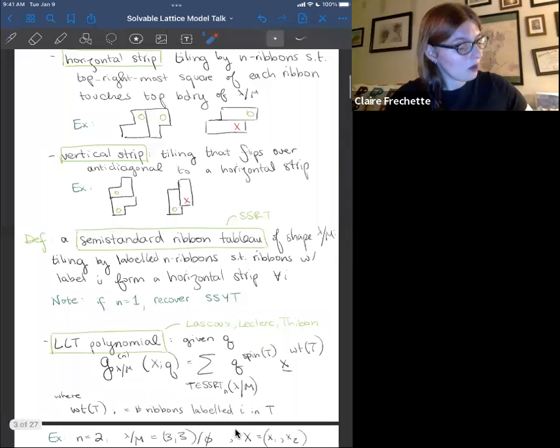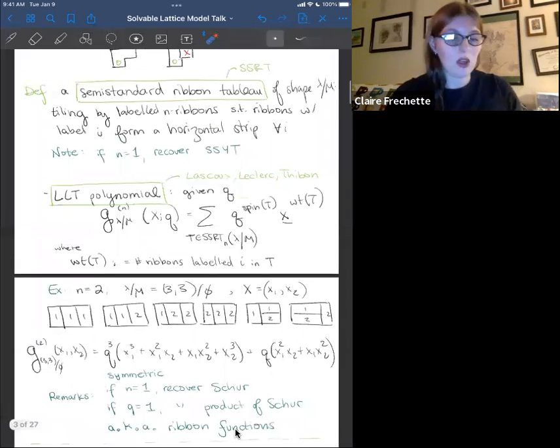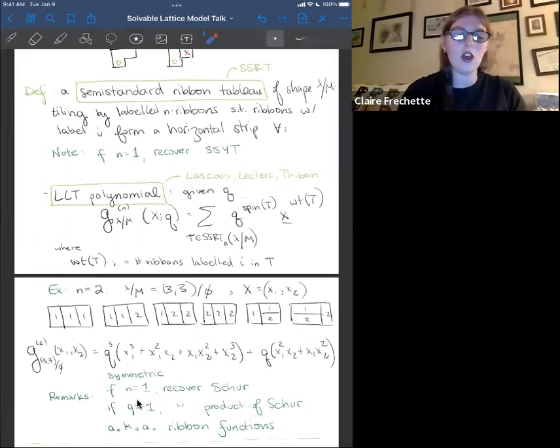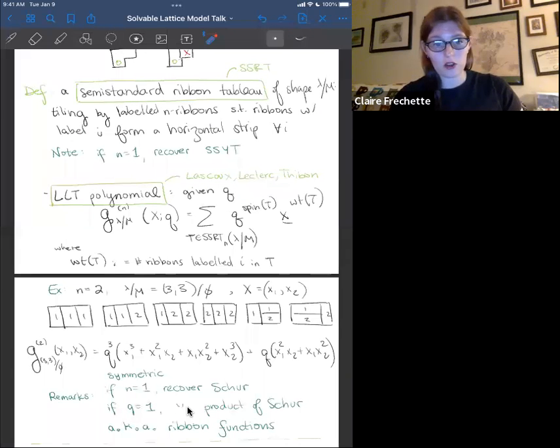A couple things to note about these functions is that they are symmetric. If you set n equal to 1, it turns out that q will be irrelevant because ribbons that are just boxes all have height 0, and so we recover our Schur functions. And then if you set q equal to 1, we get a product of Schur functions. So these are a q-analogue that generalizes our Schur functions. Another thing to note is that up until fairly recently they were called ribbon functions. So if you see that term kicking around in the literature, it does mean exactly the same thing as an LLT polynomial.